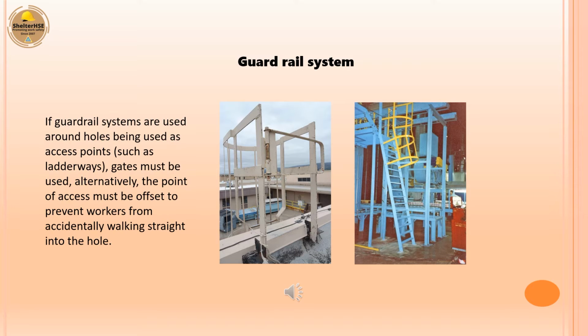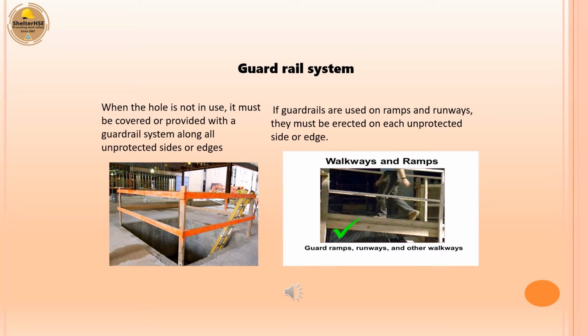When the hole is not in use, it must be covered or provided with a guardrail system along all unprotected sides or edges. If guardrails are used on ramps and runways, they must be erected on each unprotected side or edge.